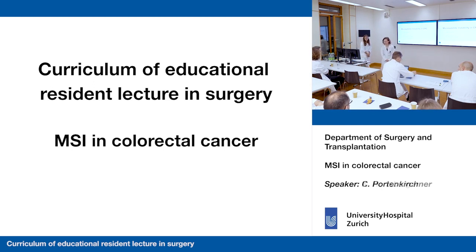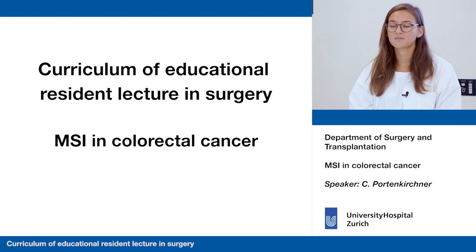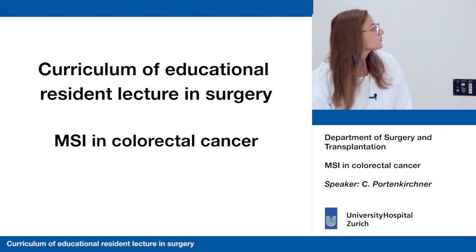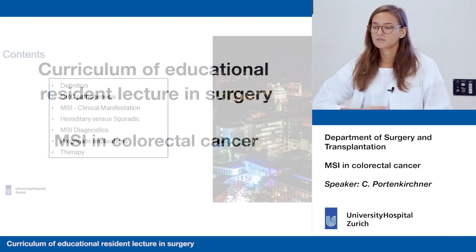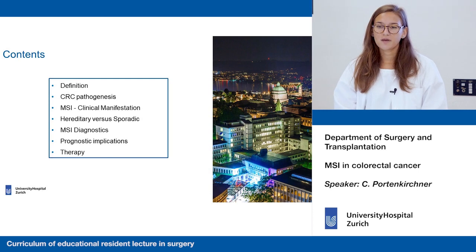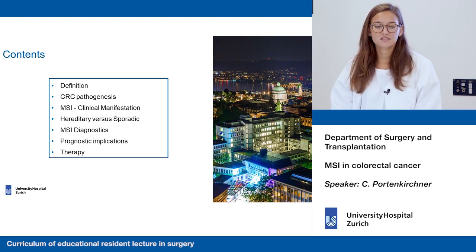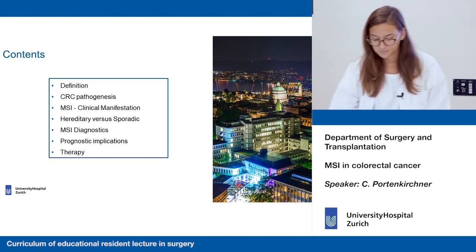Thank you very much. So as you already heard, the topic of today's talk is microsatellite instability in colorectal cancer. First, we're going to have a few definitions and a short overview of colorectal pathogenesis. Then we will talk about microsatellite instability, clinical manifestations, hereditary versus sporadic appearance, diagnostics, prognostic implications, and in the end, we will have a short look at therapy.